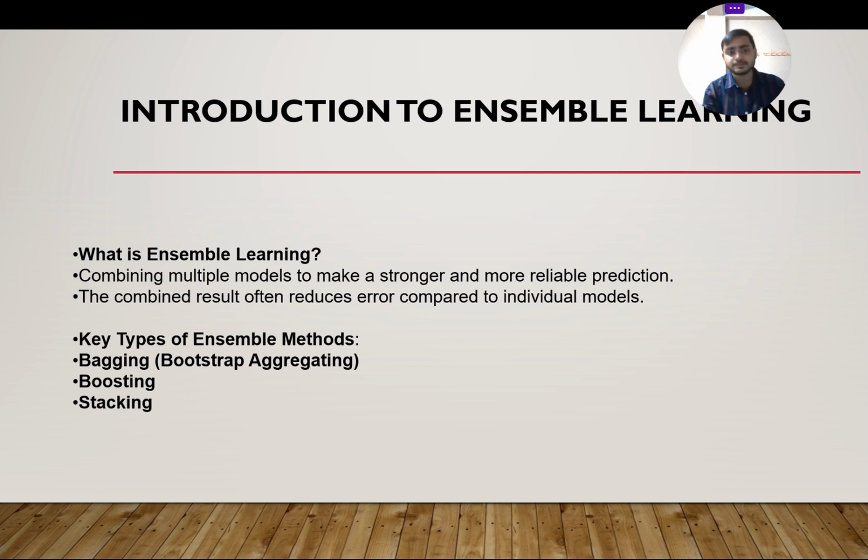So the first point is, what is ensemble learning? That is simple: combining multiple models to make a stronger and more reliable prediction. We take the decision from multiple algorithms, then we get the ultimate decision through voting, right? This is the basic principle of ensemble learning, and it has mainly three categories. The first one is bagging, the second one is boosting, and the third one is stacking. But in today's topic we will be focusing on the bagging technique.